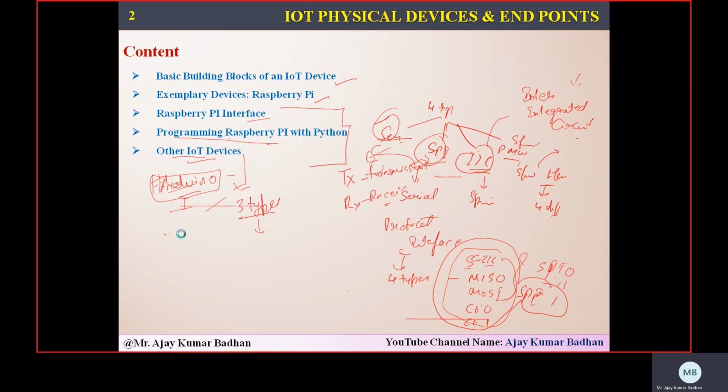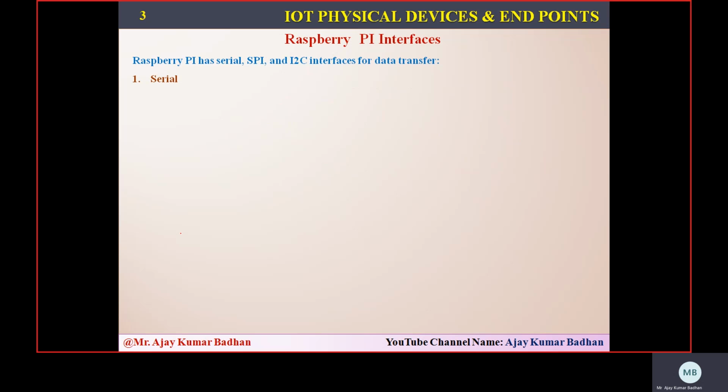Now coming to the interfaces. Basically, as I discussed earlier, Raspberry Pi has 3 types of interfaces: serial, then SPI as I told you before, and then I2C. That is what we are going to discuss here. And as I told you, serial will have 2 pins here, RX and TX. RX is used mostly for receiving data from other devices, whereas TX is used for transmission. Mostly these 2 pins are used only for communication purposes.